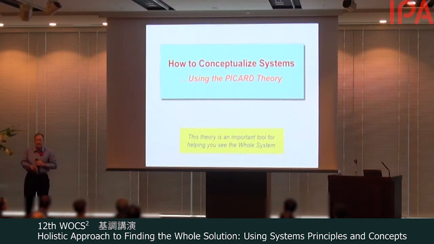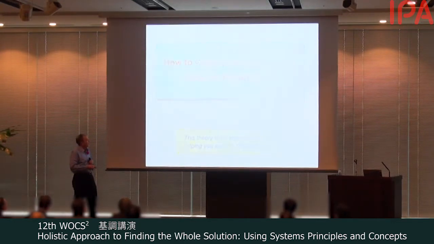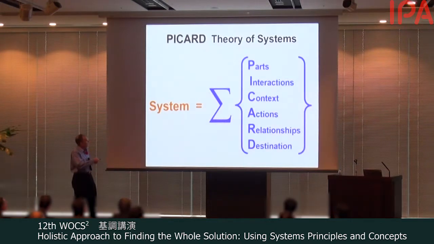So now we get to the theory. This is a systems theory. This is a theory of how systems work. So what do I mean by PICARD theory? The system is a holistic summation of these elements. So yes, the parts interact. That's what the definition of the system says. It's an interacting part, but it's in a given context. So if we don't understand the context, the interaction between parts may not give you the proper behavior in one or various contexts.